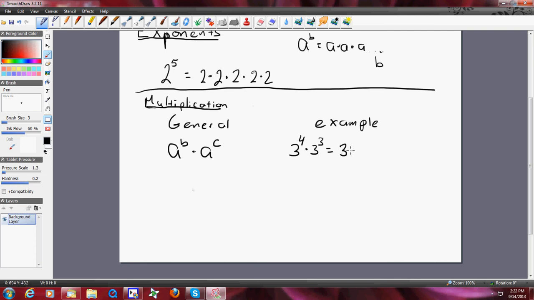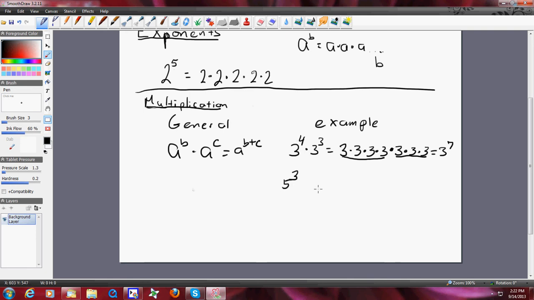3 to the 4th really means 3 times 3 times 3 times 3. Times 3 cubed, which is 3 times 3 times 3. That equals 3 to the 7th. So if you take a look at your exponents, 4 plus 3 equals 7. So if you're multiplying two numbers with the same base, you can just multiply, or I'm sorry, that's not true at all. You can just add their exponents, just like that.